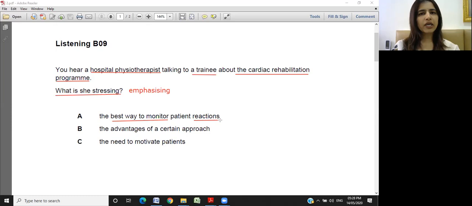Reactions. What comes to your mind when you hear the word reaction? And the best way to monitor patient reactions. Type in the chat box. What do you think could be the discussion if this is the correct answer? The way we did for the first question, I want you to do the same thing for the second question.